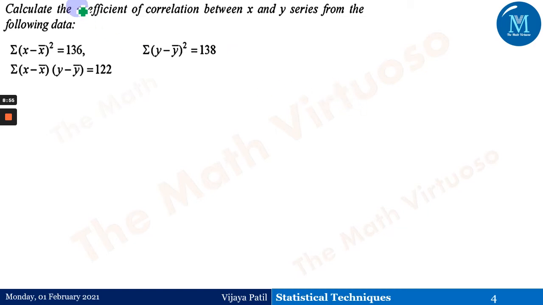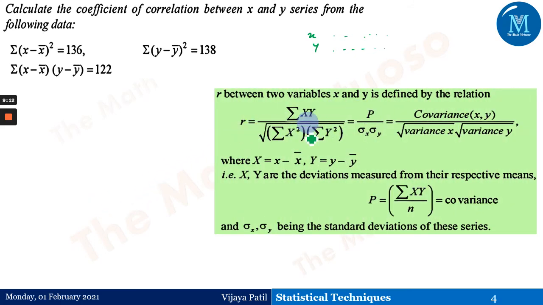The question is to calculate the coefficient of correlation between x and y series from the following data. So this is the only data we have been given. That means we have not been given the x and y values for this. We have been given the deviations directly, right? And therefore we'll be going ahead with this particular formula which I have given you. And again, I have simplified it further.